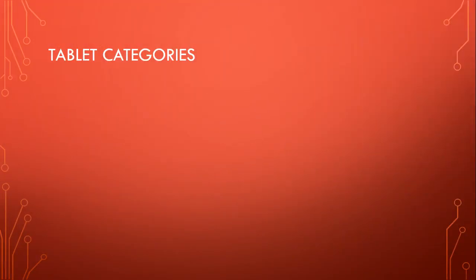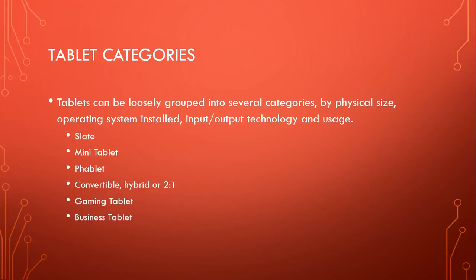Now, tablet categories. Tablets can loosely be grouped into several categories by physical size, the operating system, and input-output technology used. And we're not necessarily going to go over every single little nugget here, but these categories are slate, mini tablet, a phablet, which means it's like a phone and tablet hybrid, so like your Galaxy Note would be an example of that. A convertible, hybrid, or two-in-one, such as the device I'm using right now, is considered a two-in-one device. A gaming tablet, or a business tablet.